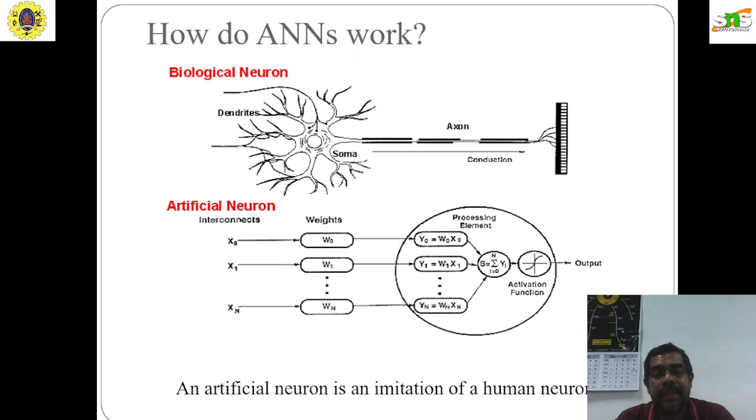What happens in the summation? We have y0 equal to the multiplication of w0 into x0. In the same way, y1 equals the weight multiplied with its input, and so on up to yn, which equals the weight multiplied with the input xn. We add up everything, which gives the sum, and then we go with the activation function. So this artificial neuron is an imitation of the human neuron.